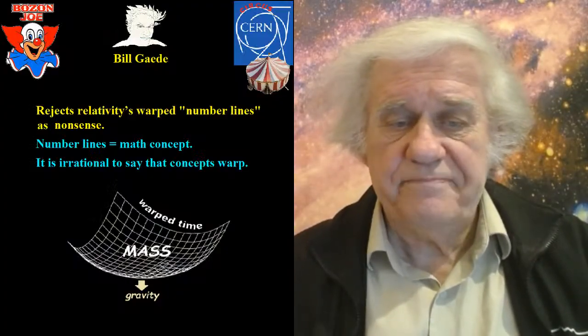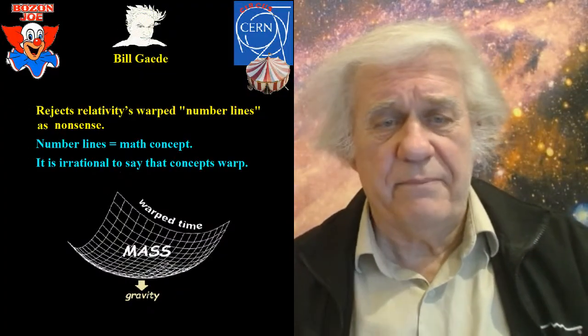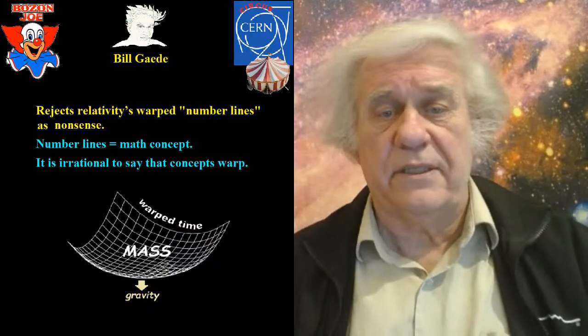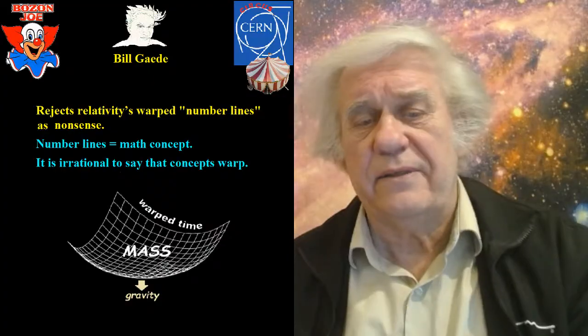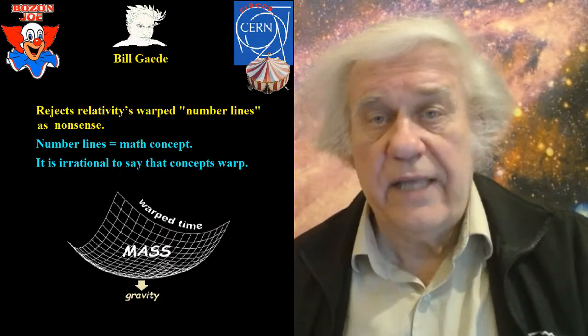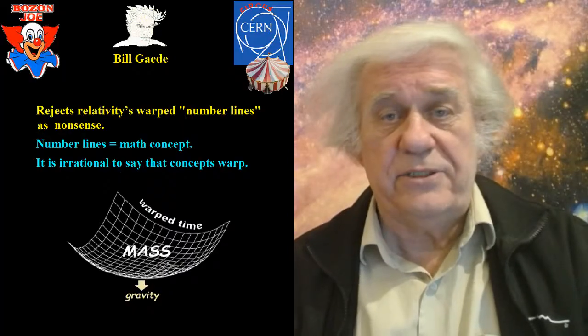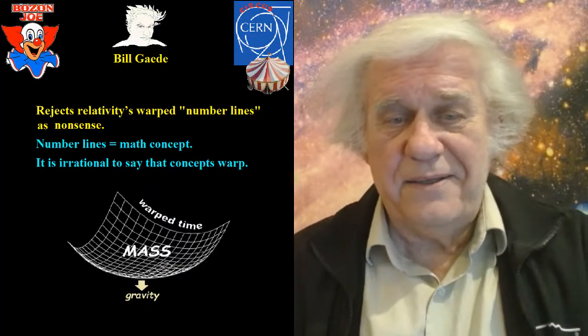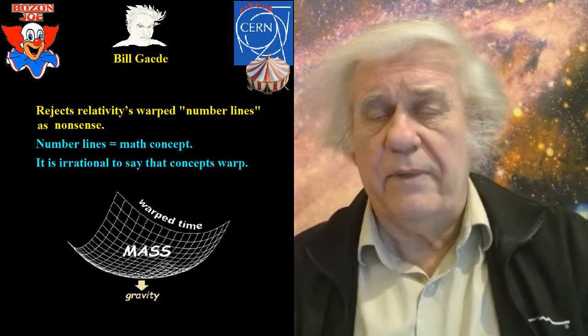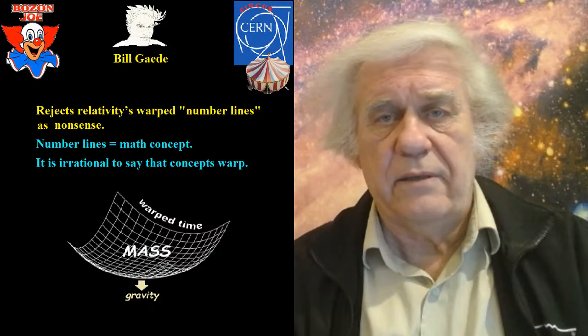Okay, here we have the warped number line. Rejects relativity's warped number lines as nonsense. Obviously, they're saying that mass weighs down number lines. Isn't that nonsense, or am I crazy or what? I mean, they're warping time, which we'll talk about in a minute. But warped number lines, what nonsense is that?